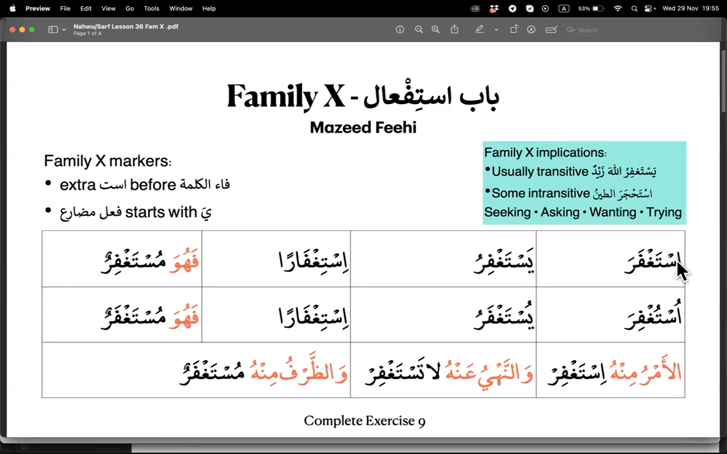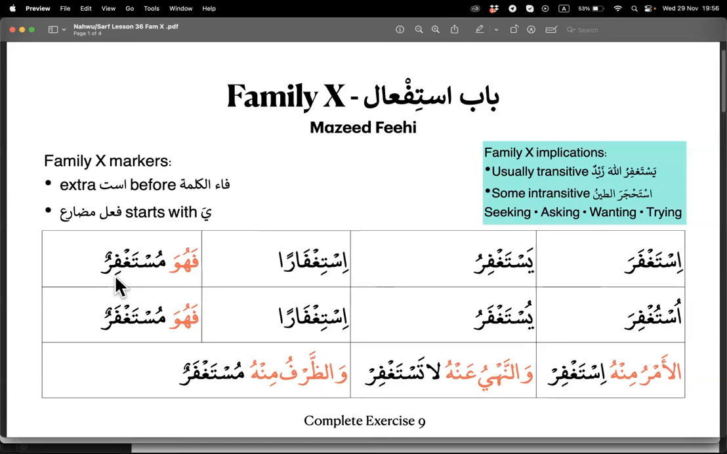Again, like family 7, family 8, family 9, the madi all start with a Hamzatul Wasl, and then you have your fi'il mudhari', yastaghfiru, again with the kasra on the second root letter, and then istighfaran. So this is our masdar. When we say istighfar, this is the word that we are saying. And then fahuwa mustaghfirun. So normal: mim, dhamma, second root letter, kasrah for the ism fa'il.